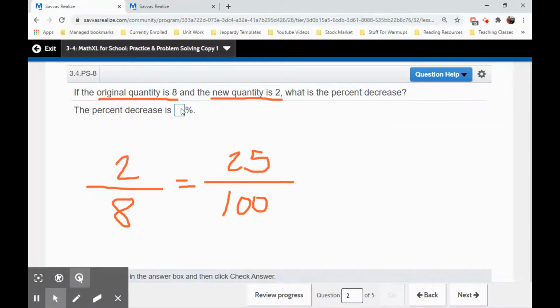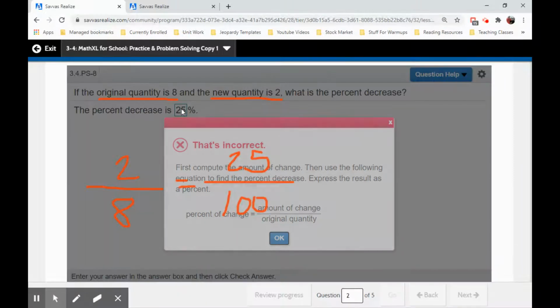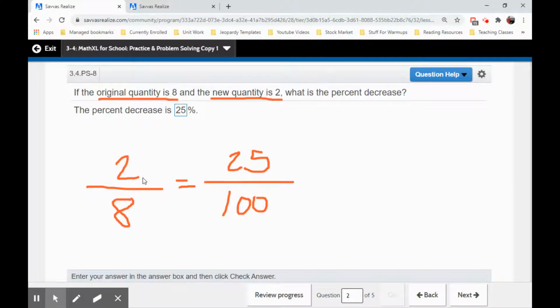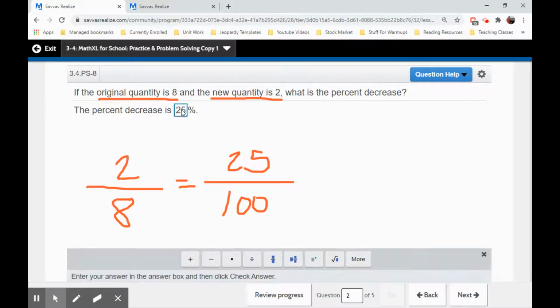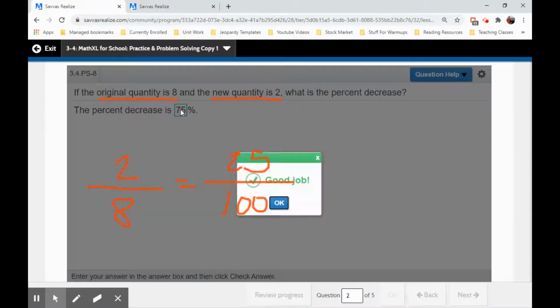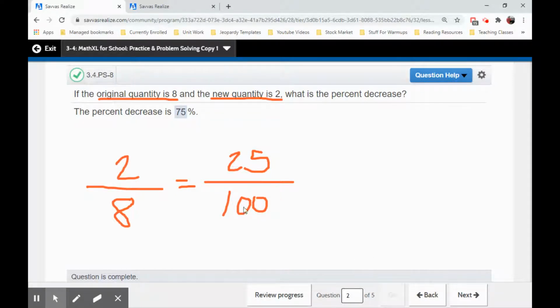Again, if we plug in 25% here, it's going to be wrong, because they don't want what percent of 8 is equal to 2. They want to know how much it has decreased from 8. With a decrease, you're going to have to figure out how far your percentage is from 100, just like when you did an increase. With an increase, it's easy, because it's just the number in front of the 100. But here, we have to figure out how far 25 is from 100. So we take 100 and subtract 25 from it, and we get a 75% decrease, because 25 is 75% below 100. So that is number 2.